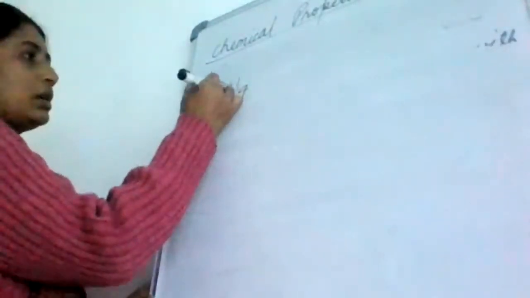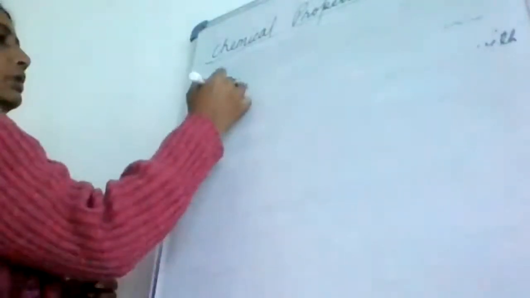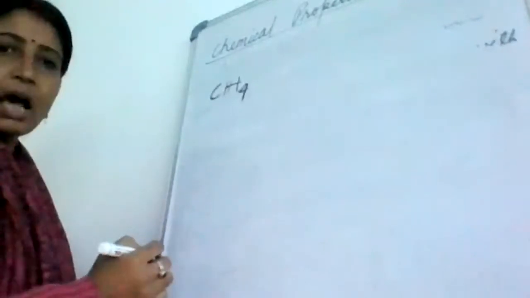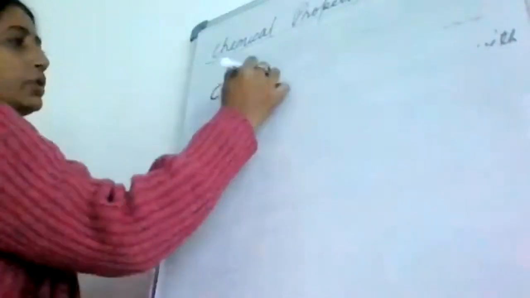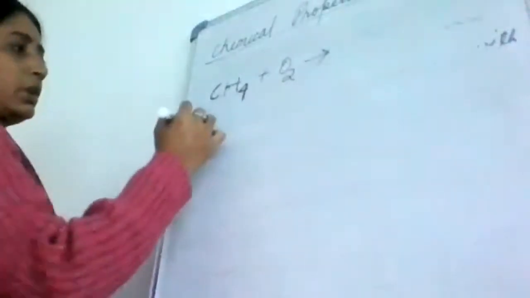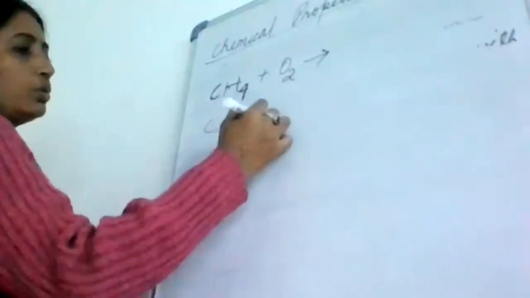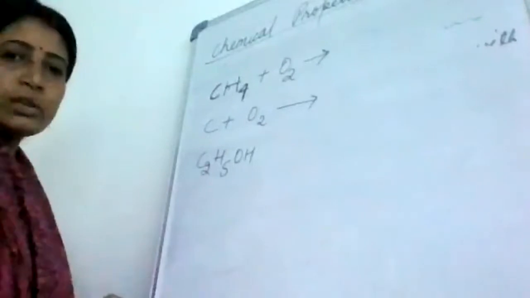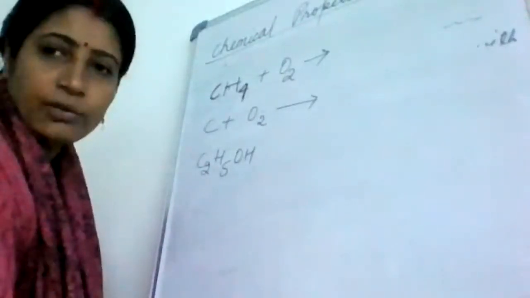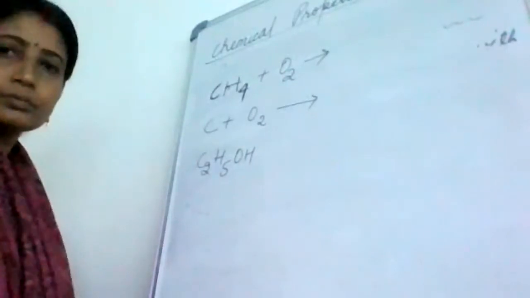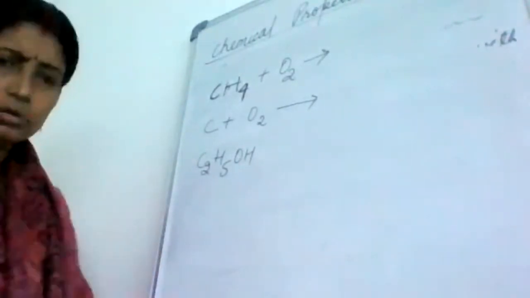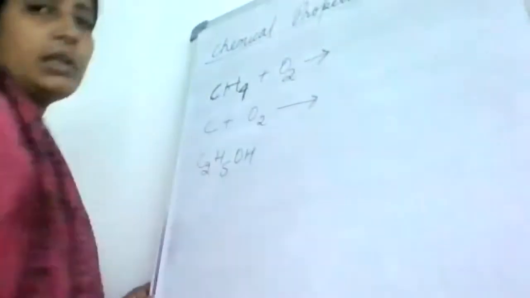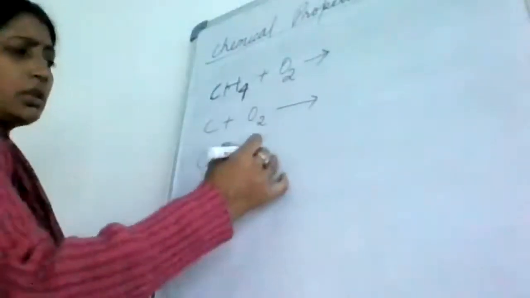Is it clear? Let me change the marker. CH4. Now it is clear, dark. Now, when you react with oxygen, if you take C plus O2, if you take C2H5OH, what is this C2H5OH? It is ethanol.